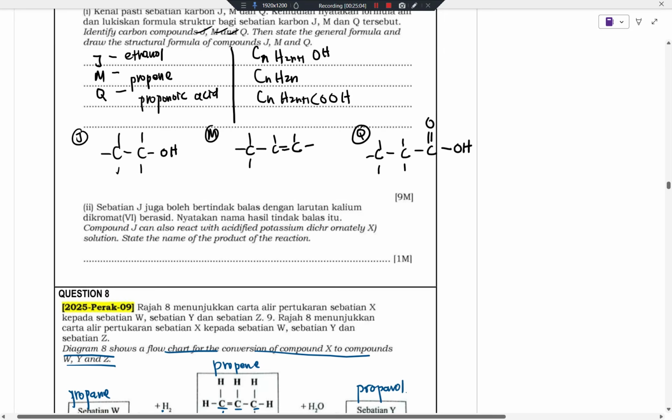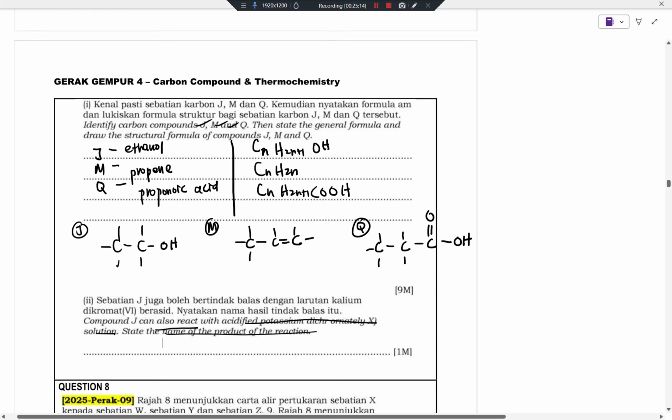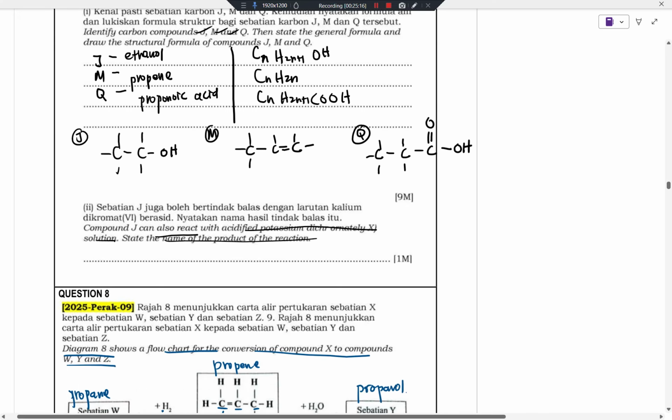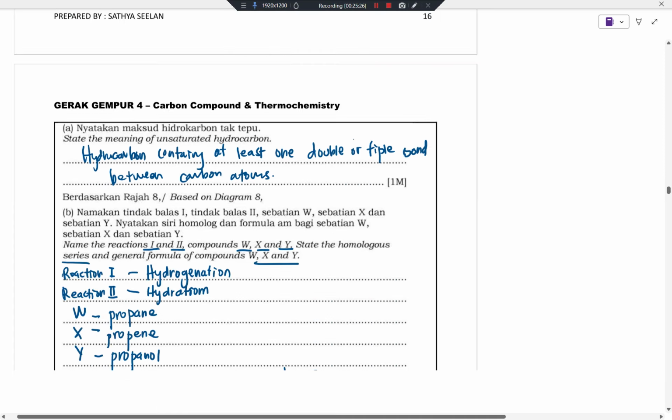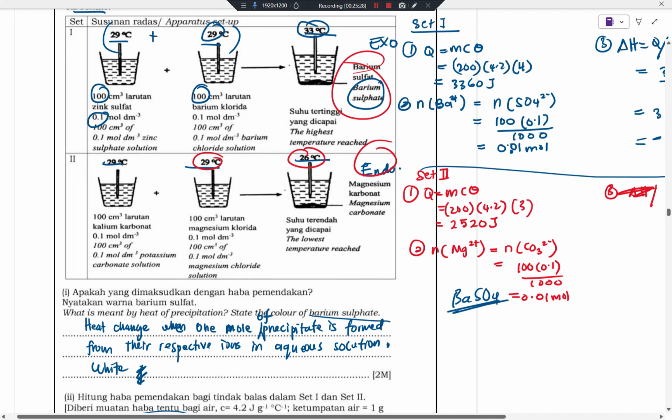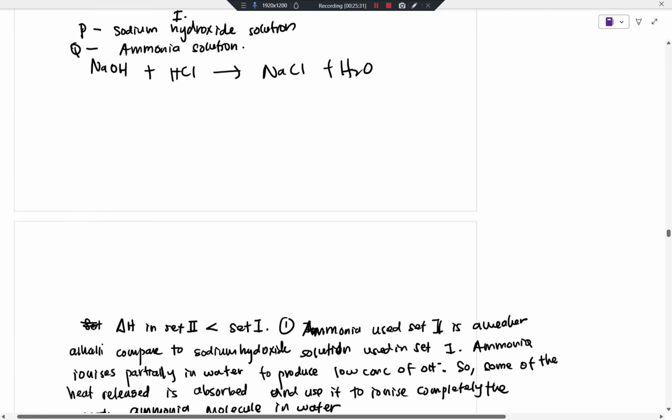And then compound J also can react with acidified potassium dichromate solution. State the name of product of reaction. Compound J. J வந்து ethanol. Ethanol வந்து நம்ம oxidation பண்ணோம்னா carboxylic acid. அப்ப ethanoic acid. Okay, right. Okay, all done. I think a few questions.